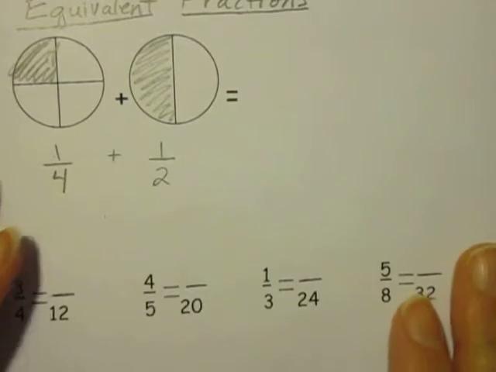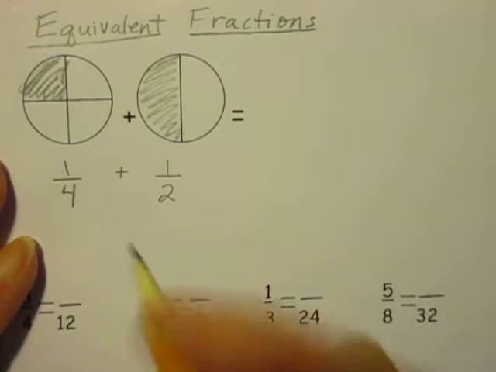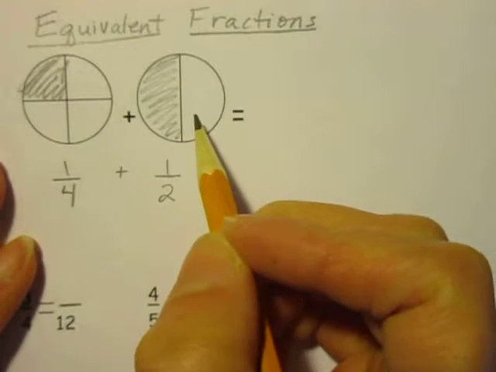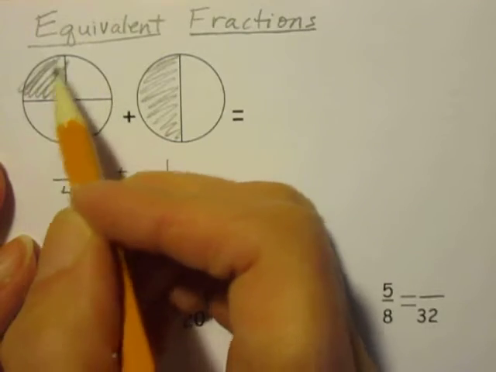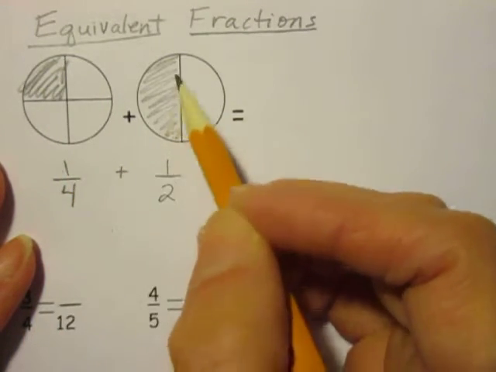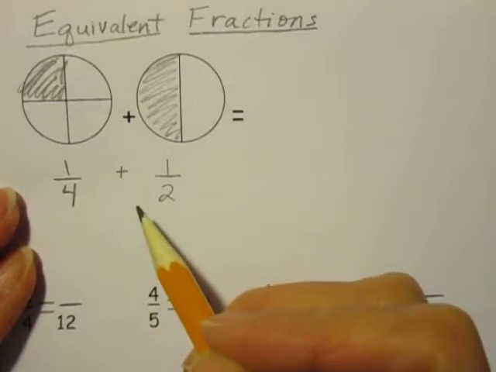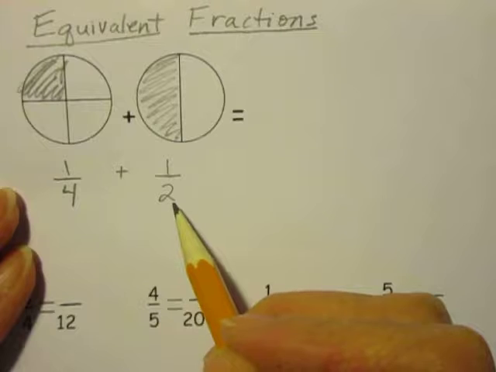Okay, in this video we're going to take a look at equivalent fractions. I want to take a look at the problem that is depicted by this picture. I would like for you to shade in one of the sections in the first circle and one of the sections in the second circle. And so what we're trying to solve here is the problem 1/4 plus 1/2.